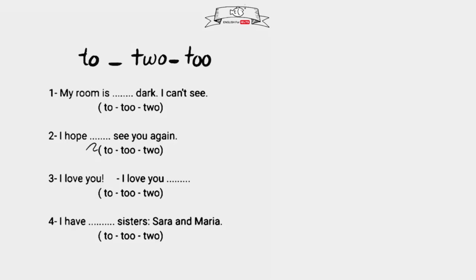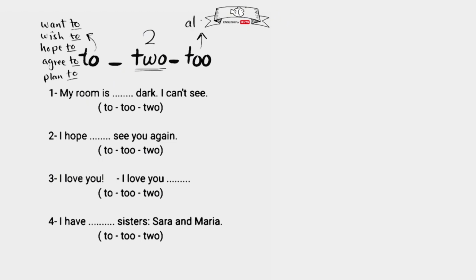Here we have 4 sentences. We need to fill in the gaps with to, too, two. What's the difference? Well, this to is a part of infinitive. It comes after verbs like want to, wish to, hope to, agree to, plan to. It could also be a preposition, like when you say, I go to a place, or I give something to someone. This two means the number 2. Clear?